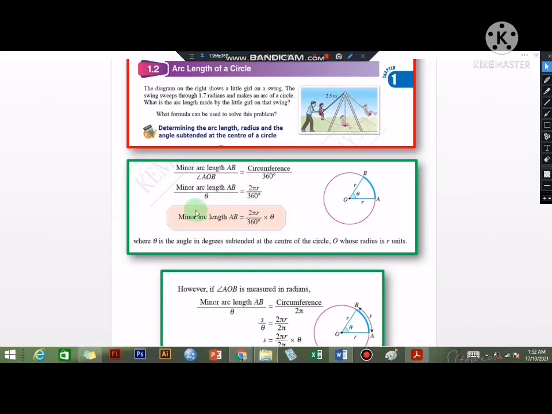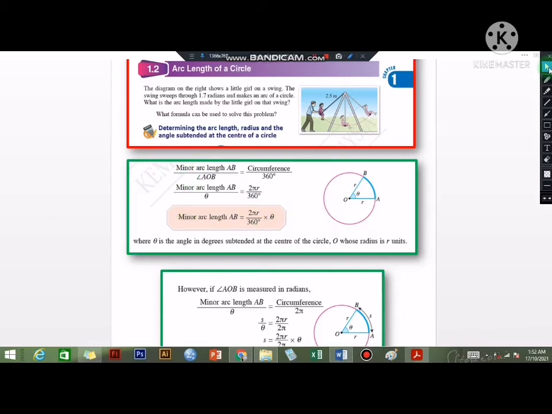So in order for us to find the arc length AB, the theta here you need to bring to the right side, so it will become multiplied with theta. So minor arc length AB is equal to 2 pi r over 360 degrees multiplied by theta. This is the basic formula that you learn in maths, where theta is the angle in degrees subtended at the center of the circle whose radius is r units.